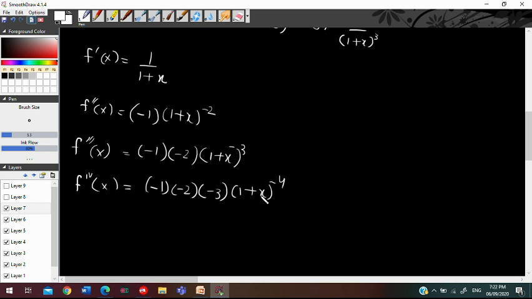Now this is the first derivative, but we have to find the value at the point x equals a. So here we have x equals 2. First we check the value of the first derivative at the point 2. So 1 divided by 1 plus 2 means 1 by 3.